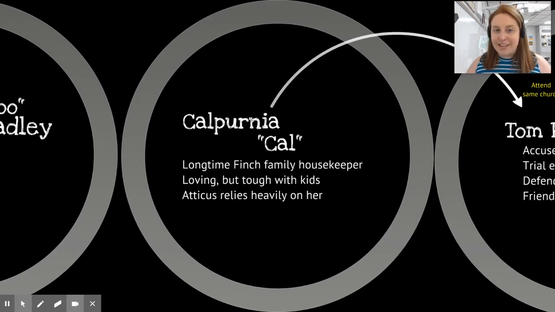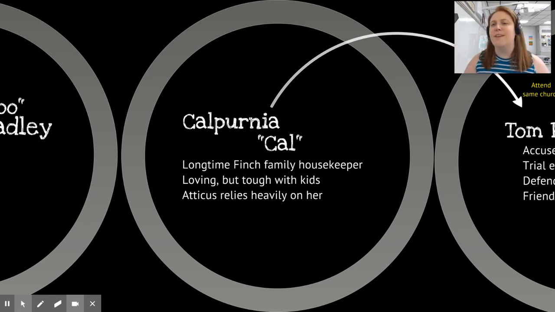And then we have Calpurnia, all right, also known as Cal, but the kids really do call her Calpurnia most of the time. So she is the Finch family housekeeper, okay? So she helps raise the kids since Atticus lost his wife when Scout was just 2 and Jim was 5. And so she's been with the Finch family for a very, very long time.